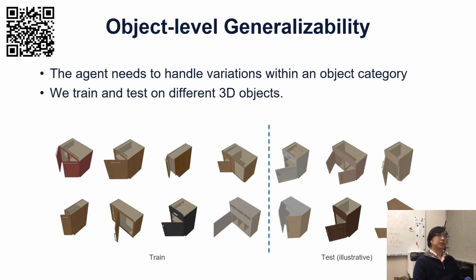By object-level generalizability, we mean that the agent needs to handle variations within an object category, which might involve topology, geometry, material, texture, illumination, and so on. And here is the skill of cabinet door opening, which requires opening the doors of all kinds of cabinets. Similar to object recognition challenges, our test objects will be from the same category as the training objects, but they are different object instances.